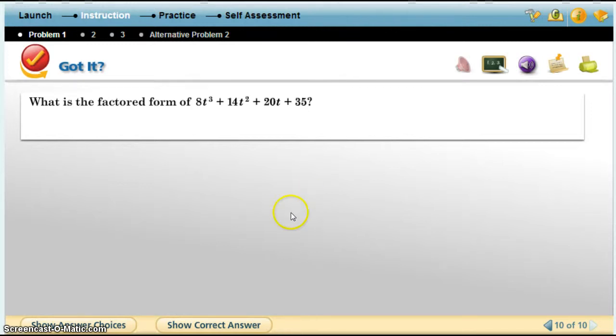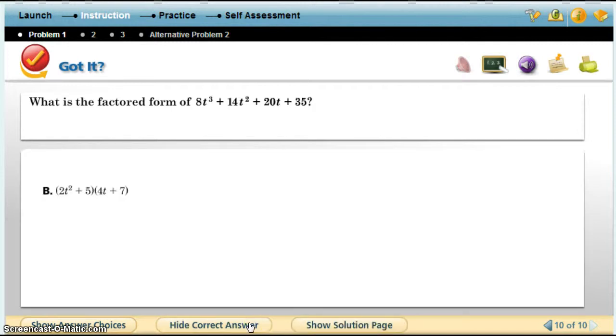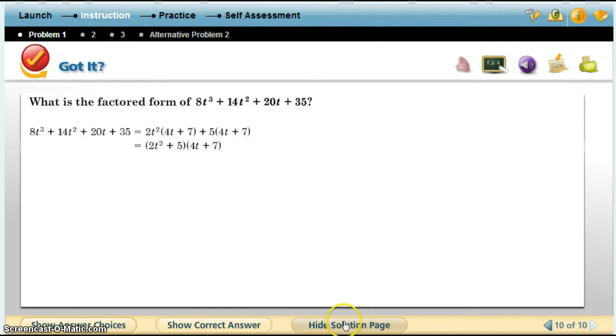Now, your correct answer for the factored form of this polynomial is 2t squared plus 5 times quantity 4t plus 7. Now, you're going to have to factor out the GCF 3 different times, okay? The first time, once you group them, the first one was a 2t squared that I could take out of 8t cubed plus 14t squared, so that's 2t squared. Plus, and then out of this one, the only thing they had in common was a 5. So we're left with 4t plus 7.